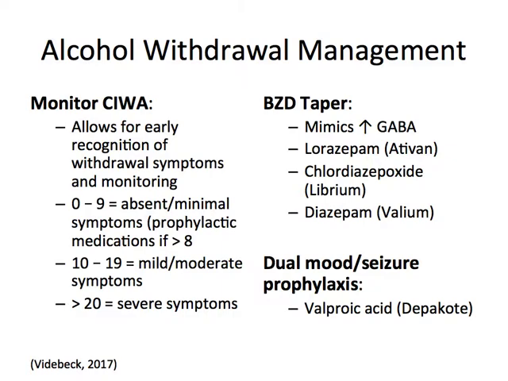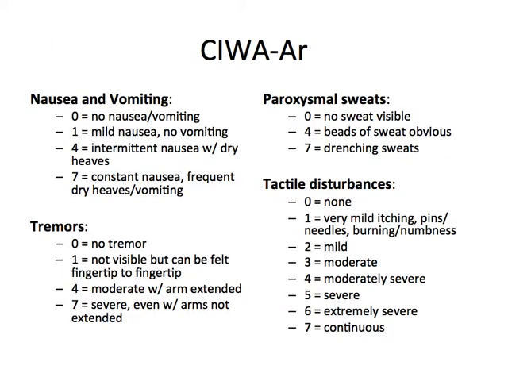Patients are initiated on a benzodiazepine taper primarily because benzodiazepines mimic the increase in gamma-aminobutyric acid. This prevents the shift to N-methyl D-aspartate activation. Drugs that are commonly used include lorazepam or Ativan, chlordiazepoxide or Librium, and diazepam or Valium. Dual mood and seizure prophylaxis may be initiated based on the patient case. This is often done with valproic acid or Depakote. On the following slides, I provided the sections of the CIWA scale.